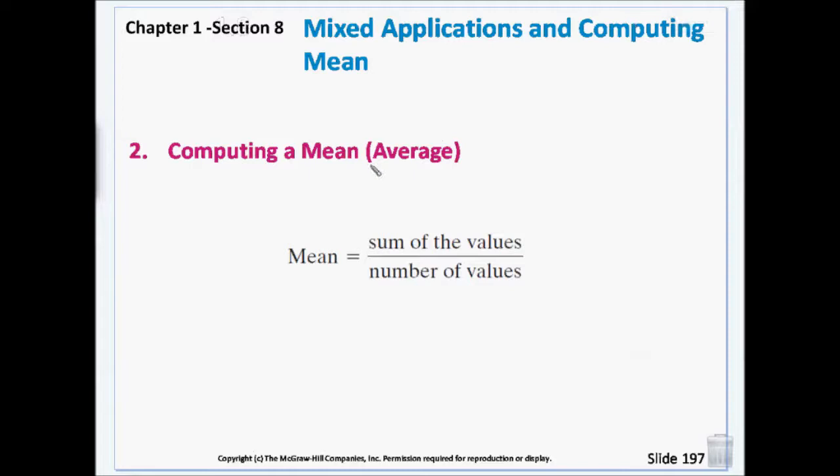Mean means average. So these two words are interchangeable. They're the same thing. So I could say mean, or I could just say average. Now the sum of the values: you have a list of values, right? Add up the list. That gives you the sum of the values. And the number of the values is you count how many things you added.